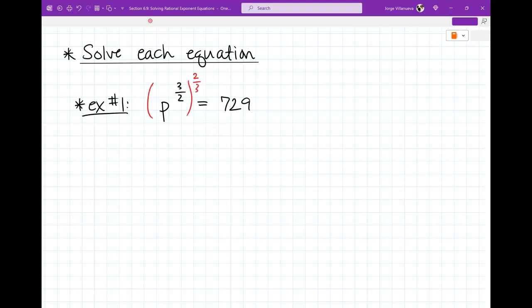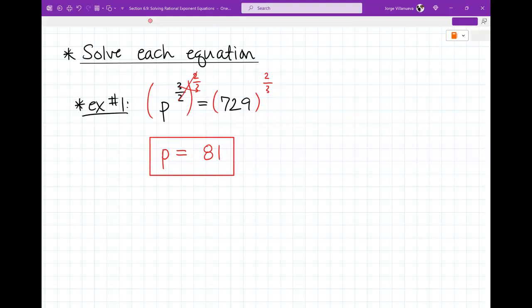Okay, and I got to do that to the other side as well. So the power of 3/2 to the 2/3, that's going to cancel, right? So that's gone. So this is just p. And then I got to find the cube root of 729 and square it. I don't know what that is, so I'll depend on you guys. The answer is 81? All right, awesome. So there you go.